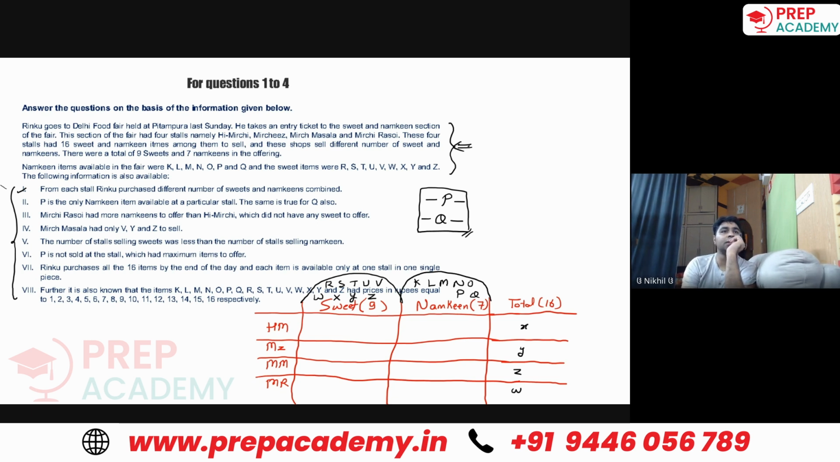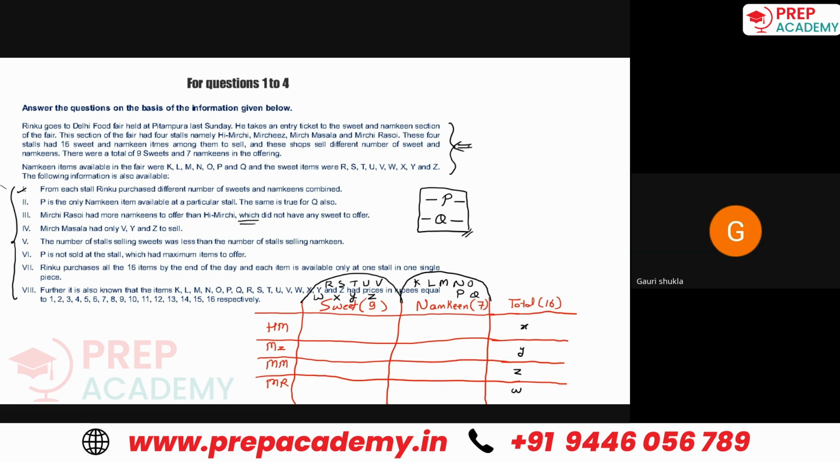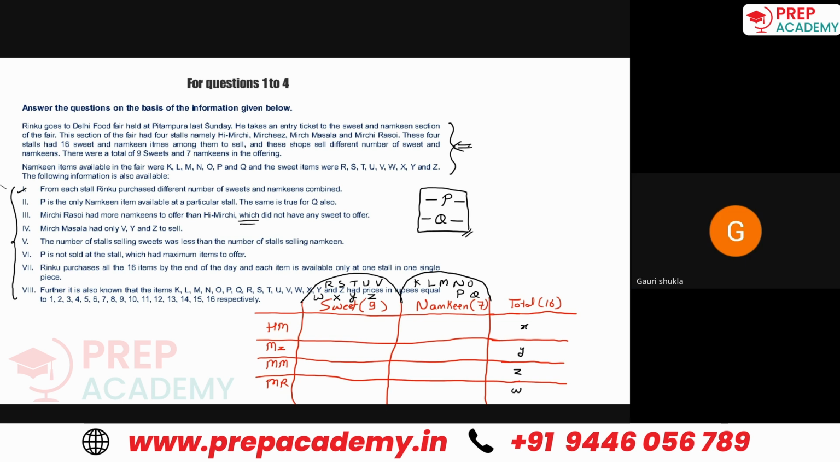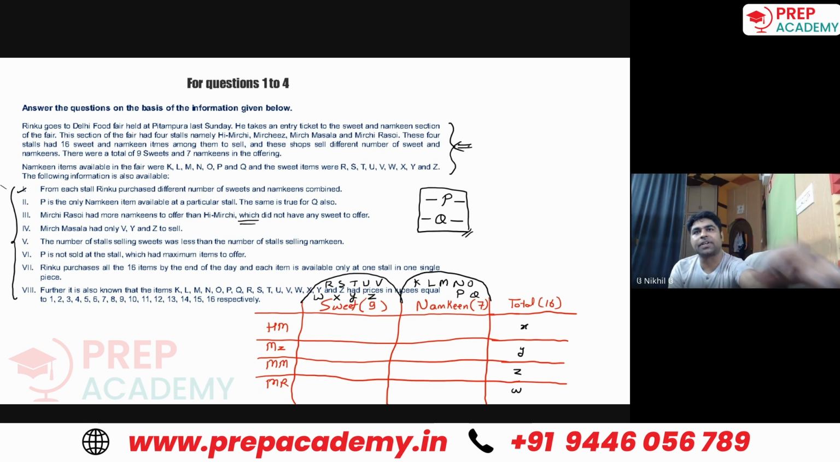Mirch Rasoi has more namkeen to offer than Hai Mirchi, which is a conjunction. You know about the W conjunctions? You know about conjunctions first? What is a conjunction? The joining word that joins two sentences. So what is the rule about conjunctions? What are the two types of conjunctions? One type is which, who, where. Perfect.